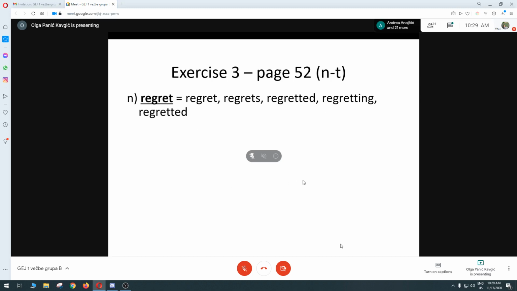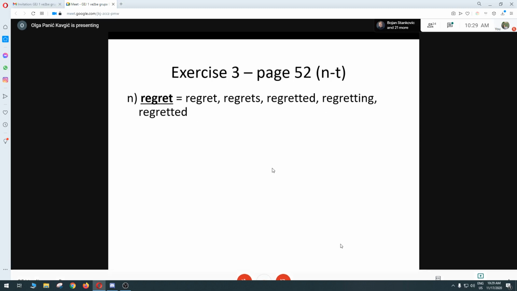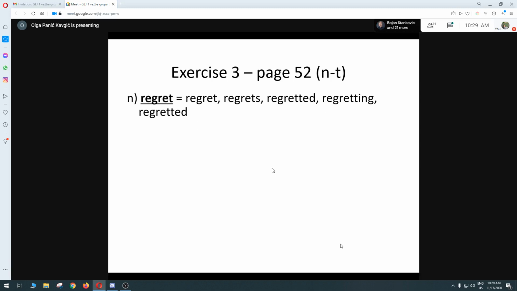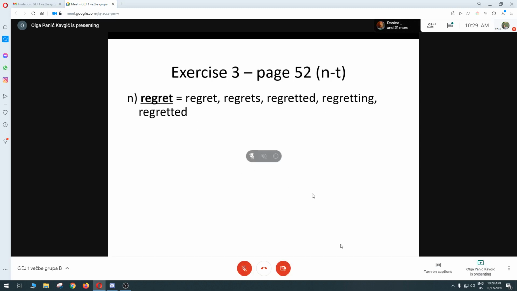Okay, so please do the rest from N to T. Try to do it at home, and we will, of course, look at them next time as well. And then we will move on with this unit.